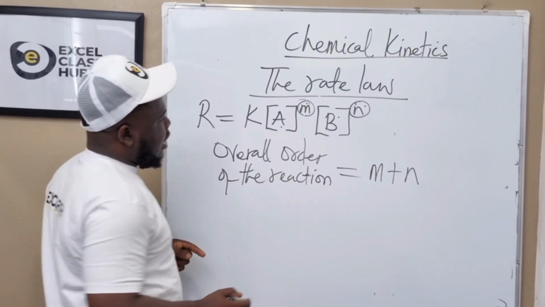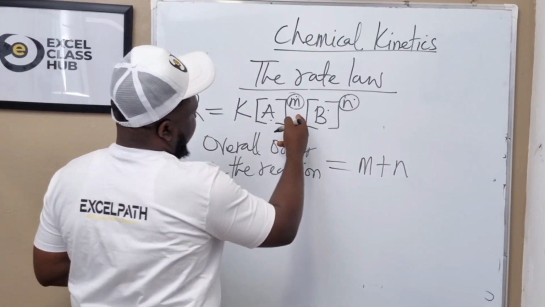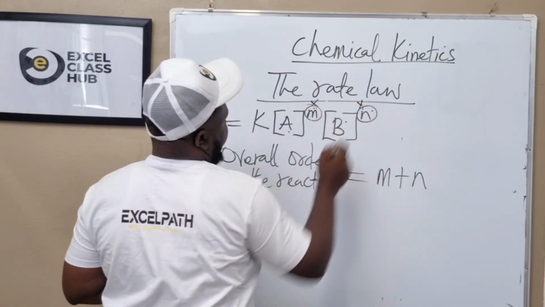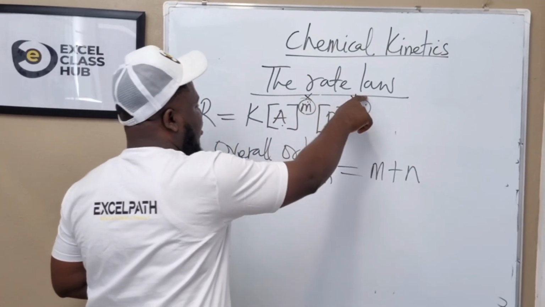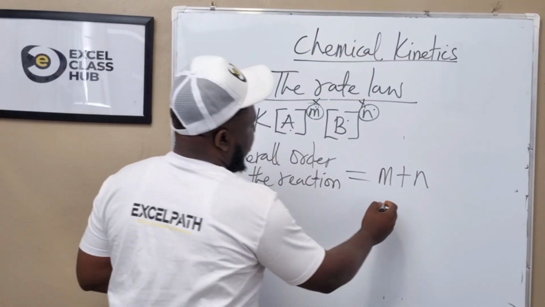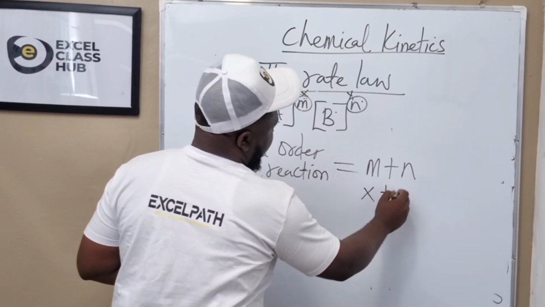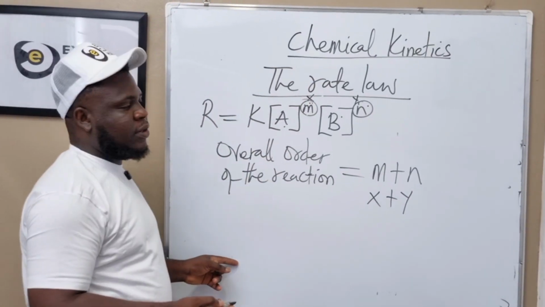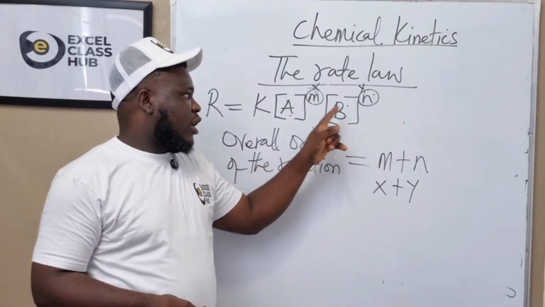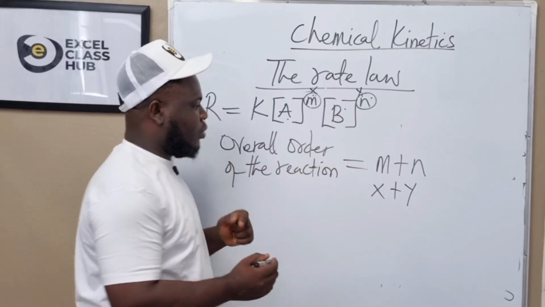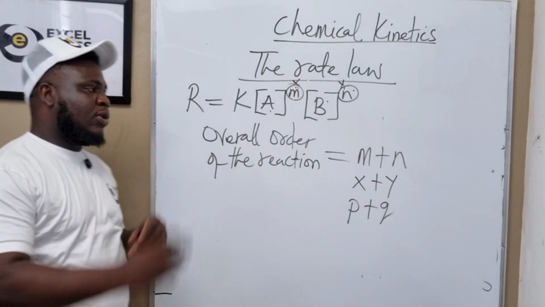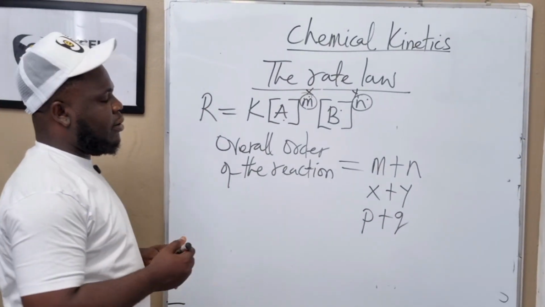Now, I said this the other time too, that it doesn't necessarily have to be M and N here. It could be X and Y. So if this place is X and this place is Y, and you are being asked what is the overall order of the reaction, the overall order of the reaction becomes X plus Y. It is possible that what you will find here is P and Q. So if this place is P and this place is Q, the overall order of the reaction becomes P plus Q, and so on and so forth, depending on what you have there.